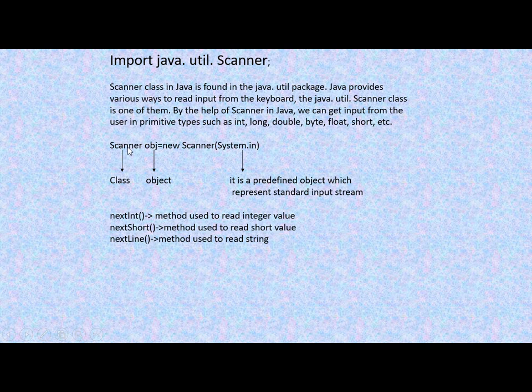Now this short note is also prepared to give you the explanation of what Scanner is. Scanner is a class, obj is the object. Now this object name can be anything. Then new Scanner, and System.in is a predefined object which represents the standard input stream. So we have to pass this in this statement so that the user can be allowed to enter values during runtime.